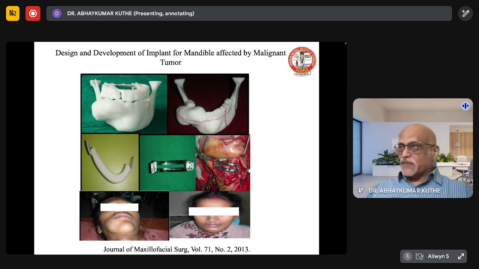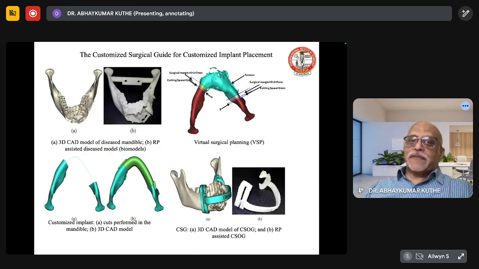So we worked with the dental surgeon, and it was a wonderful case. And that shows how the medical fraternity is getting the advantage of 3D printing, or what we generally call additive manufacturing. Then I'm also happy to tell you that we have guided the project wherein a customized surgical guide for the customized implant placement has been developed.